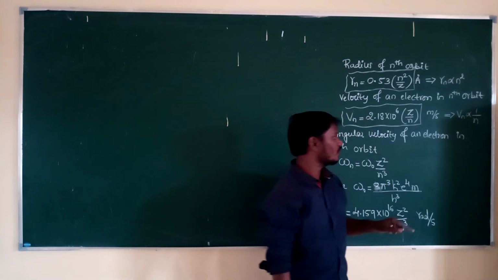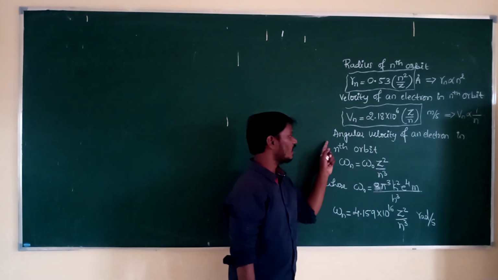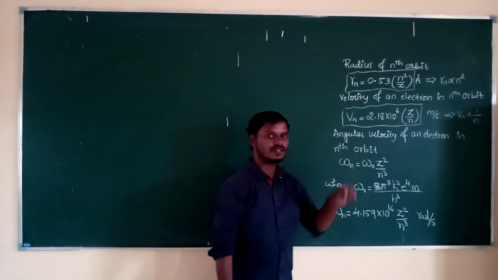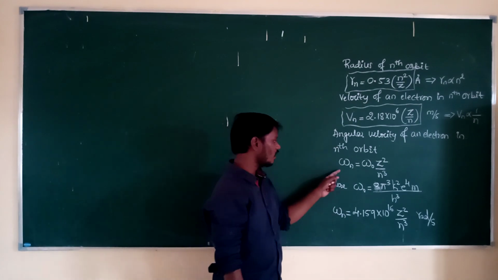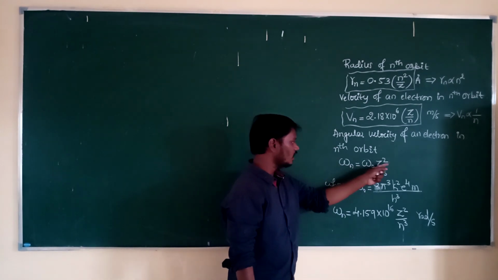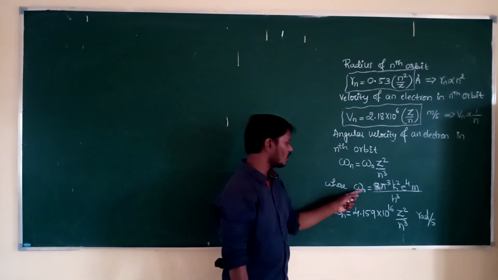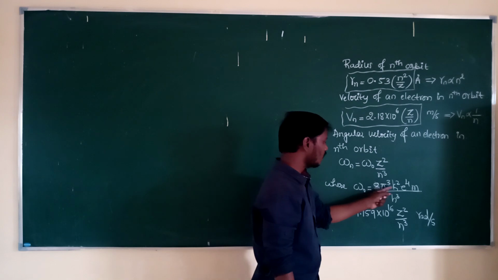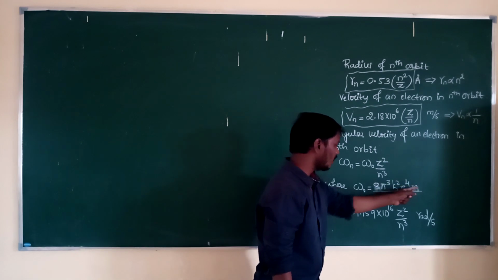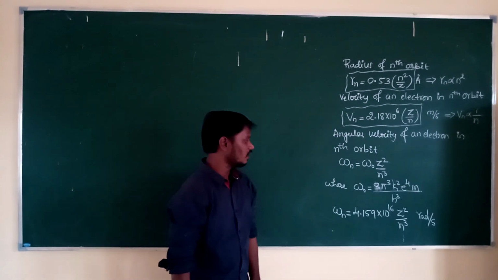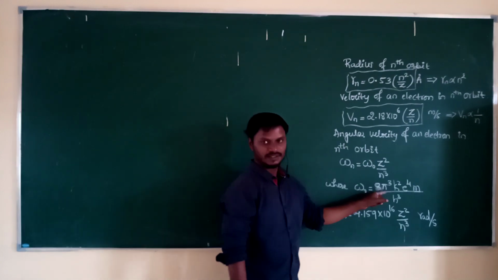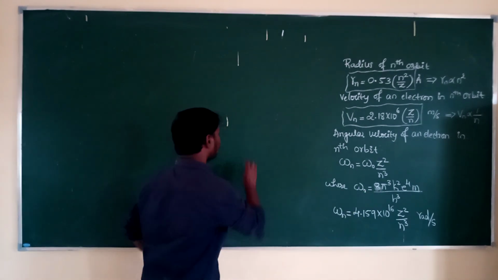Okay. So next one. What is the angular velocity of an electron in the nth orbit of the atom? That is omega n = omega naught × Z²/n³. Then what is omega naught? Omega naught is 8 π³ k² e⁴ m divided by h³. Already we know the value of pi, that is 3.14.